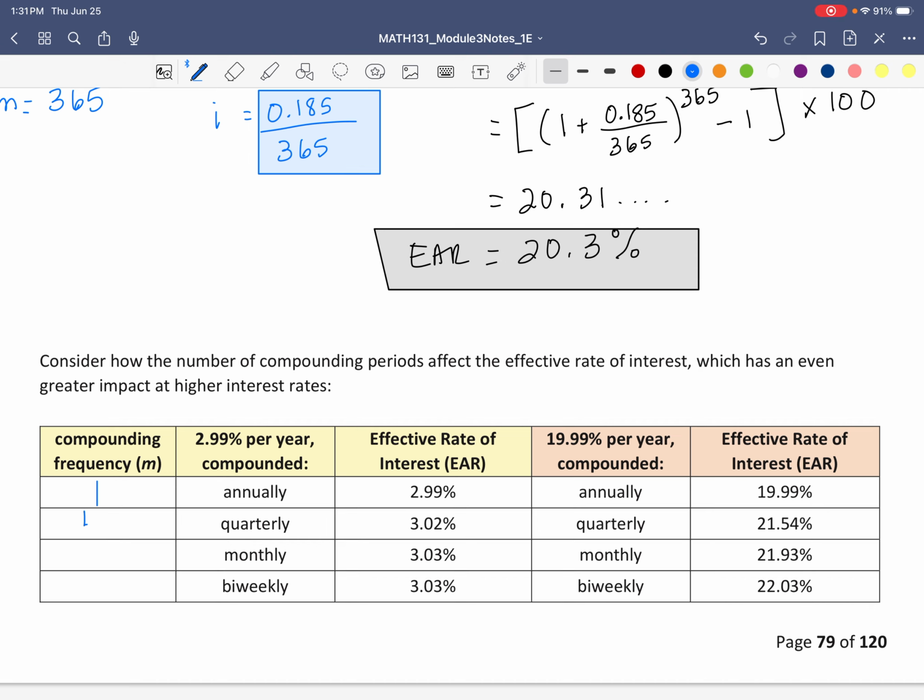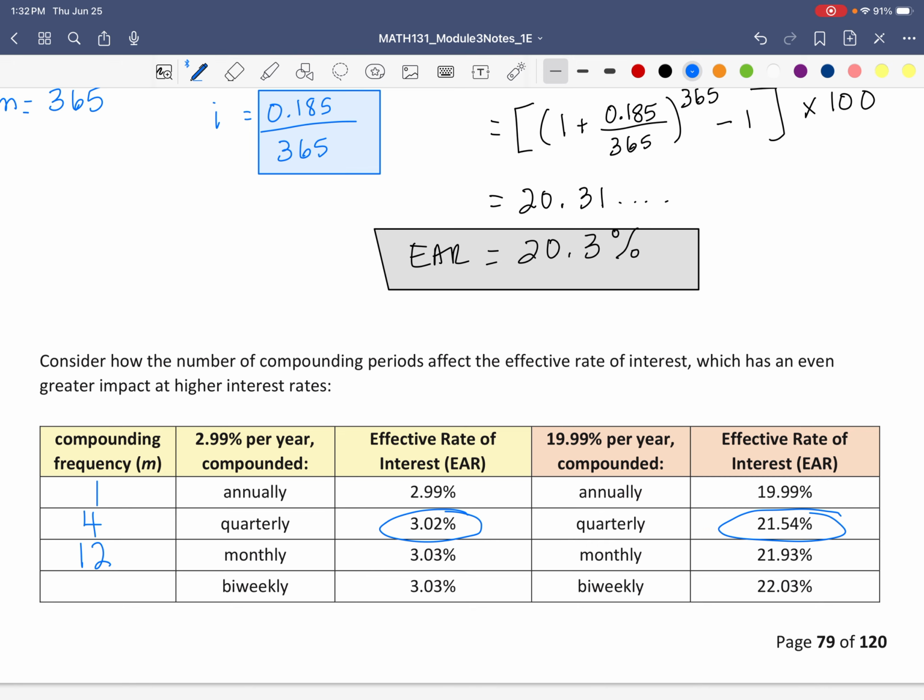Quarterly, we know that that is 4 times a year. So even if it's stated as a 2.99% per year compounded, our effective rate of interest actually jumps to 3.02. And if we're looking at a higher interest rate here of like 19.99 compounded per year, notice how it jumps to 21.54. So you start to see that jump when we start to look at scenarios where it's compounding more than just once a year. Our next one is monthly, so that's compounded 12 times a year.